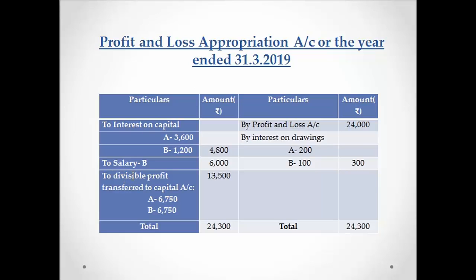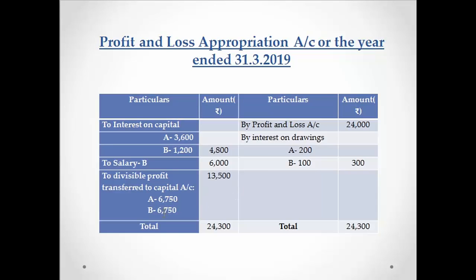The amount of divisible profit is coming to 13,500, and this amount has to be shared between A and B. When we look at the whole question, the profit sharing ratio is not given. So when the profit sharing ratio is not given in the question, we can assume that they are equal partners. Then the divisible profit of rupees 13,500 should be shared between A and B in the ratio 1:1. Then A is getting a share of 6,750, and B is also getting a share of 6,750 from the divisible profit. Then the profit and loss appropriation account is complete.